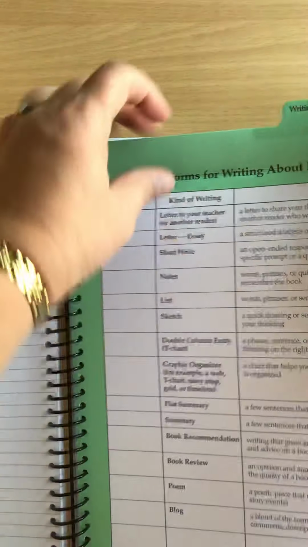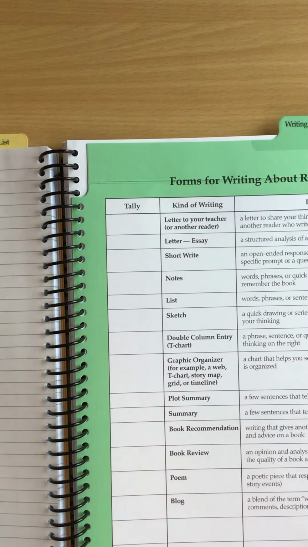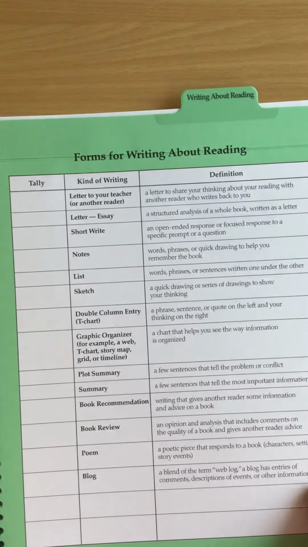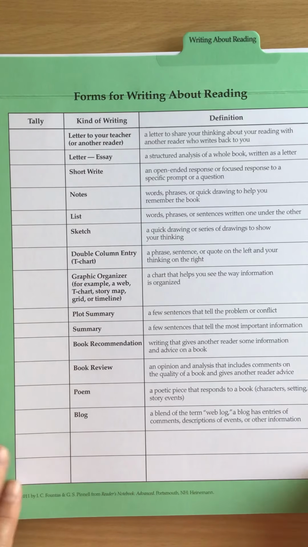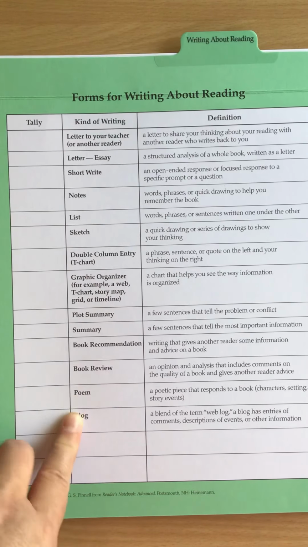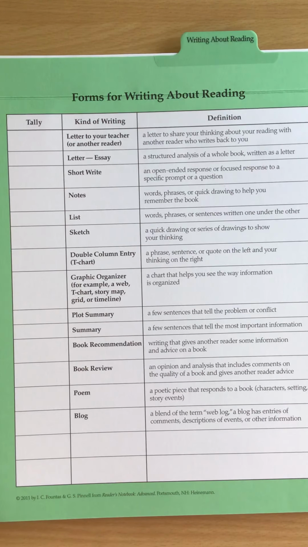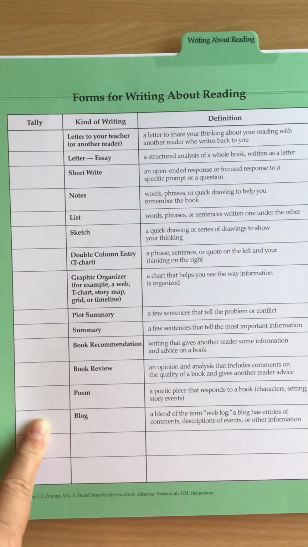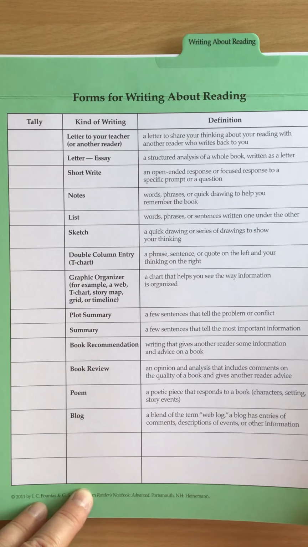Your next tab is called Writing About Reading. So even though in this last section you were writing about reading, that's going to be your main job here. First of all, there is a list of all the different kinds of examples you can use to write about reading. And then I would encourage you to try each one and then make tallies of how many times you do it. So the first one is a letter to your teacher or another reader.